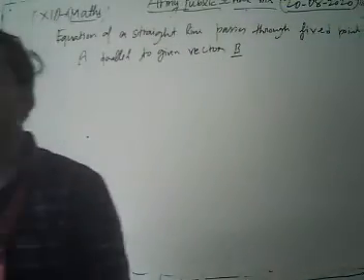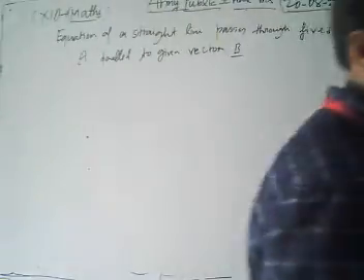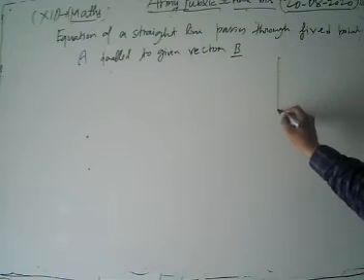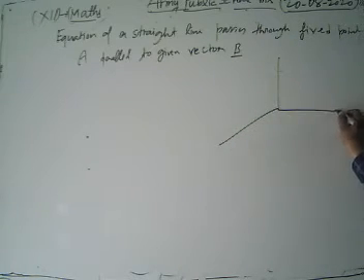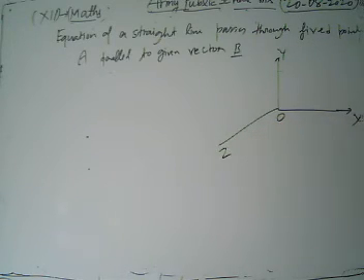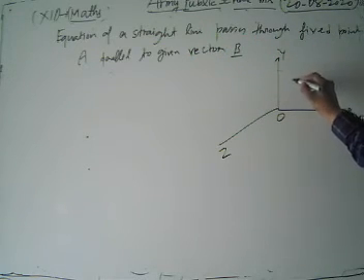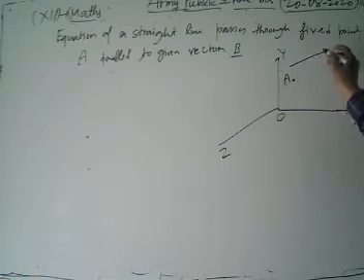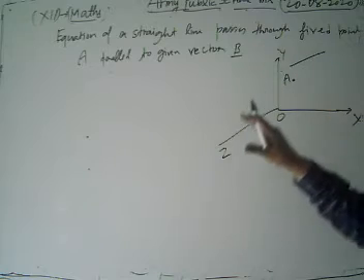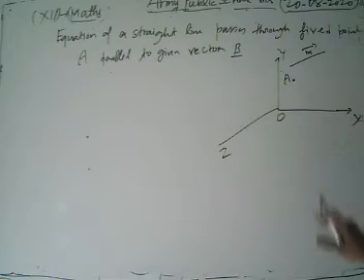We are going to form the vector form of the equation of the line. When we are given a straight line that passes through a fixed point and is parallel to a given vector B, first of all draw mutually perpendicular axes. This is OX, OY and OZ. Suppose the straight line passes through a fixed point A and is parallel to some vector M.